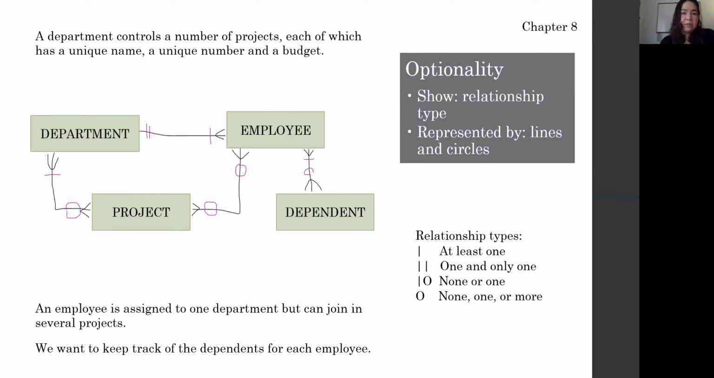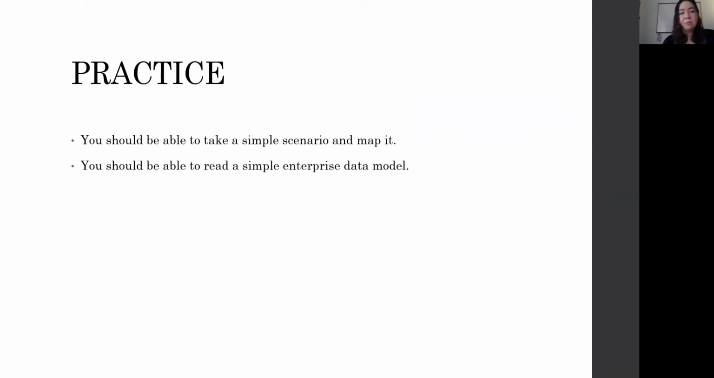Cool. So once you get comfortable with that, at this stage, you should be able to take a simple scenario like the business rules at the beginning of this section. You should be able to map it out and produce a diagram with our rectangular entities, lines between them, figure out if they're one-to-manys, many-to-manys, and whatnot, and their cardinality and their optionality. Likewise, you should be able to read a simple enterprise data model and figure out the business rules from looking at that example.